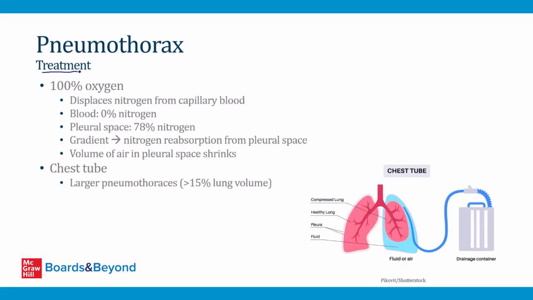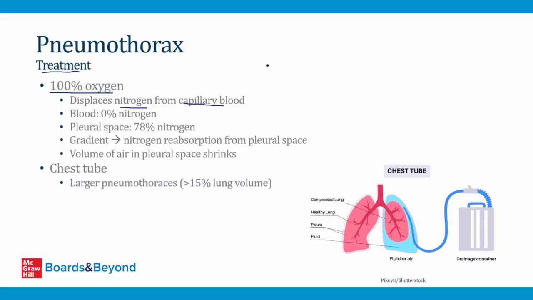So if you're faced with a patient with a pneumothorax, the first thing you want to do is administer 100% oxygen. Why is this helpful? Well, the reason has to do with nitrogen. When you give a patient 100% oxygen, it will displace nitrogen from the capillary blood. Let me explain what I mean by this.